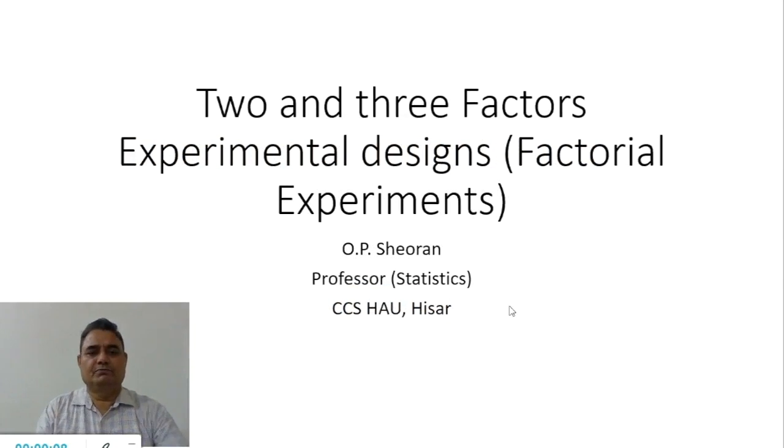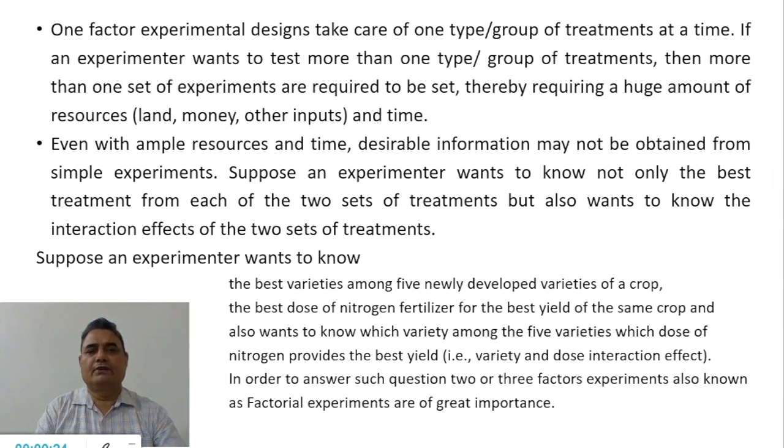Let us start with the third part of this lecture, in which we will discuss 2 and 3 factor experimental design, which are also known as factorial experiment. In one factor experimental design, we take care of one type or group of treatment at a time. If any researcher wants to test more than one group of treatment, then more than one experiment is needed.